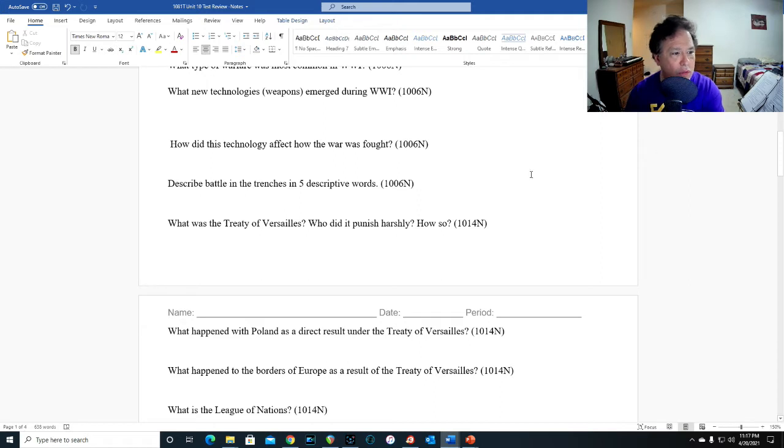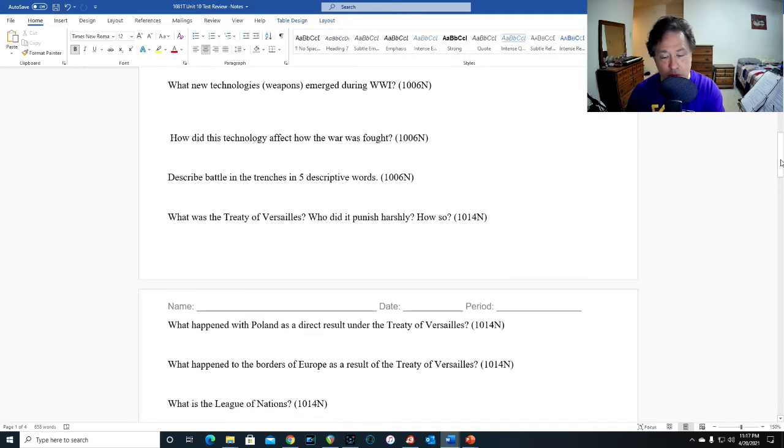So describe the battle in the trenches in 5 descriptive words. What are some descriptive words that we might be able to think of? Well, it was deadly, it was dangerous, it was muddy, it was dirty, full of bacteria, wet, and also very boring too. Being in the trenches all day long, that was a very boring existence.